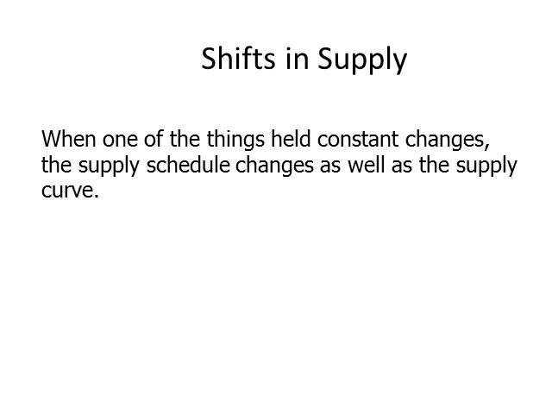Now, let's look at what happens to the supply curve when the things we assumed to be constant are allowed to change. When one of the things we assumed were constants is allowed to change, the supply curve and the supply schedule will change their values. First, let's look at the supply schedule.